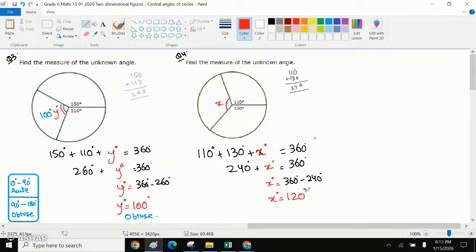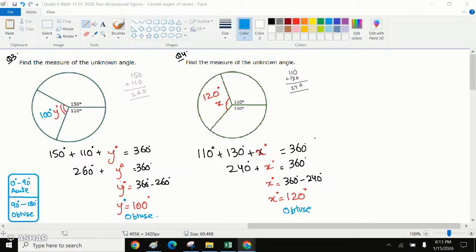Okay. So is this angle acute or obtuse? Is 120 degrees acute or obtuse? Since it's greater than 90 and less than 180, then this angle is obtuse, right? Thank you. Moving to the next question.